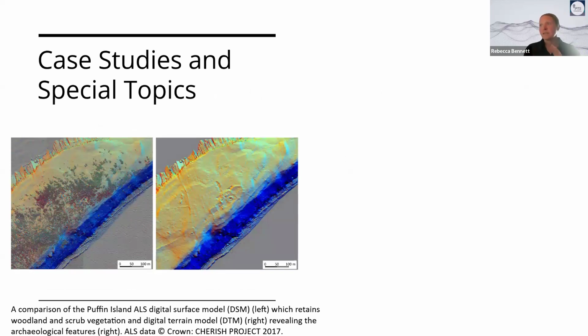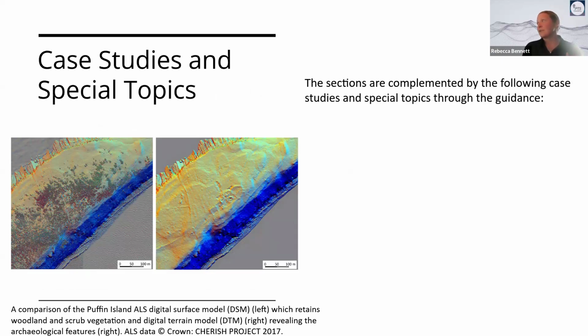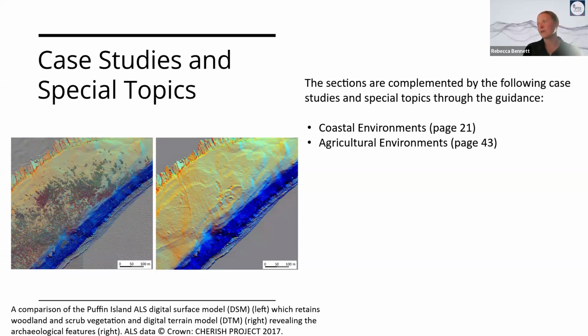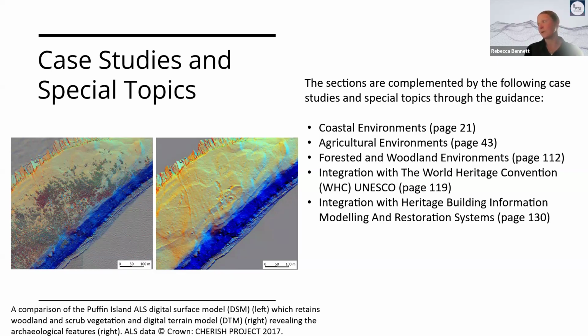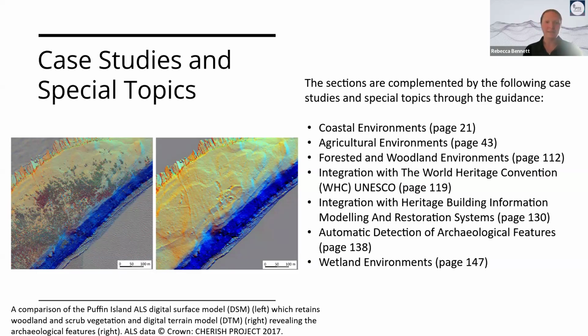I've already mentioned that we have some case studies and special topics, and these are peppered through the guidance, in part because they're really interesting and they help to break the technical nature of the text, but also because it encourages people to look through to different sections and build that knowledge base as they're going through. So all of the sections are complemented by the following case studies and special topics. I've mentioned the coastal environments. We also have one on agricultural environments, forested and woodland, integration with the World Heritage Convention, integration with building information modelling and restoration systems, automatic detection of archaeological features, and wetland environments.